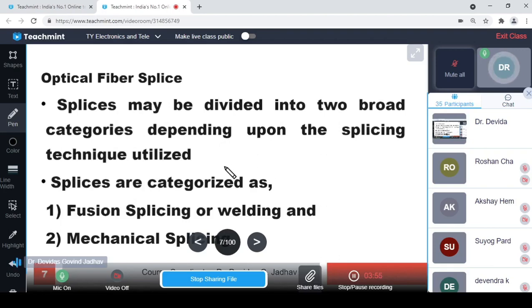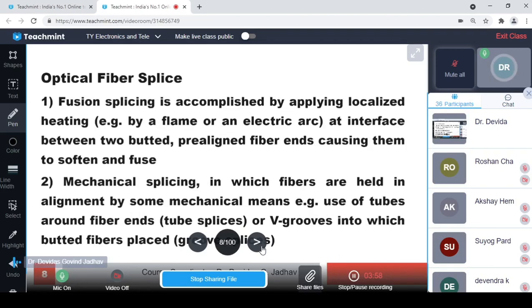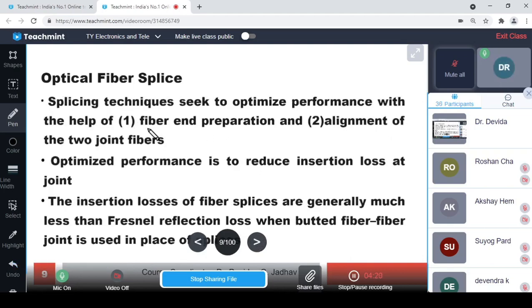Splicing is divided into fusion splicing and mechanical splicing, depending on the technique used. In fusion splicing, with the help of an electrical arc, the fiber ends are fused and connected permanently. In mechanical splicing, a clamping mechanism is used to hold the fibers permanently for a long time. End preparation and alignment are very essential, as they reduce the insertion loss. That is, the quality and performance of the splice is increased.